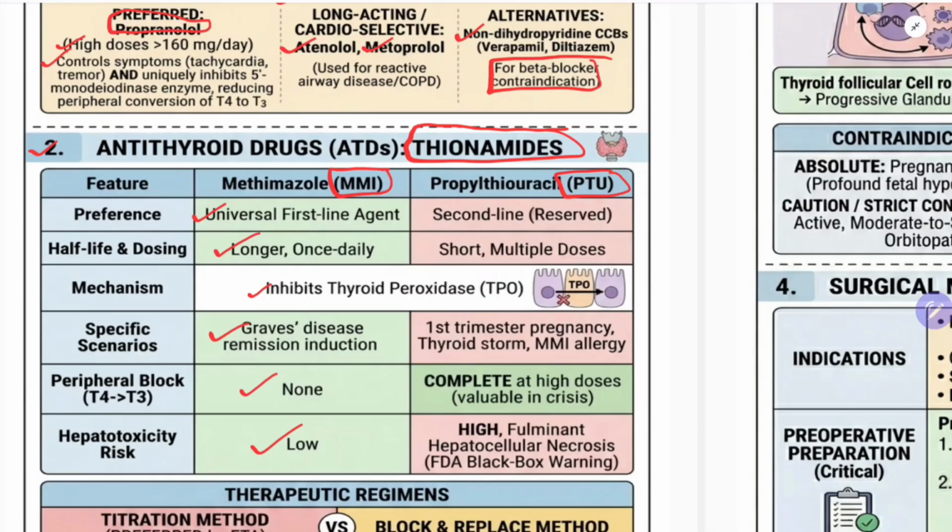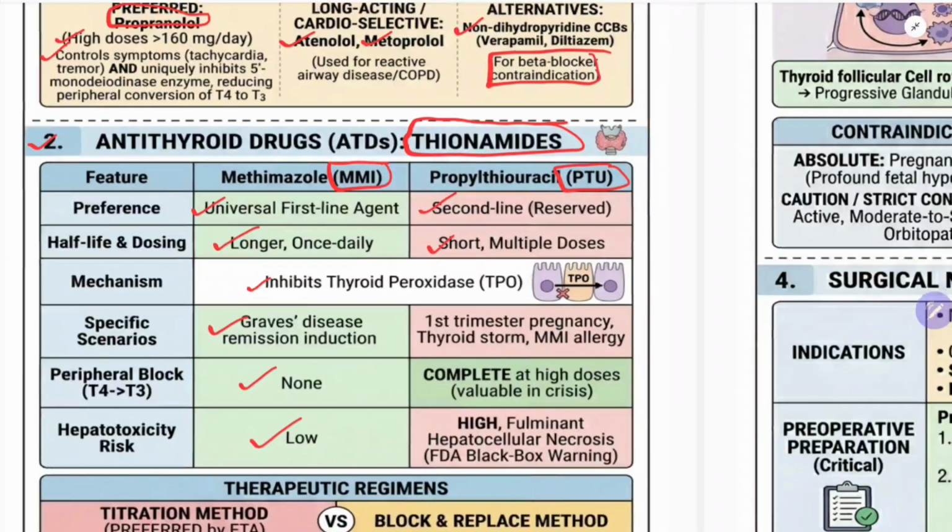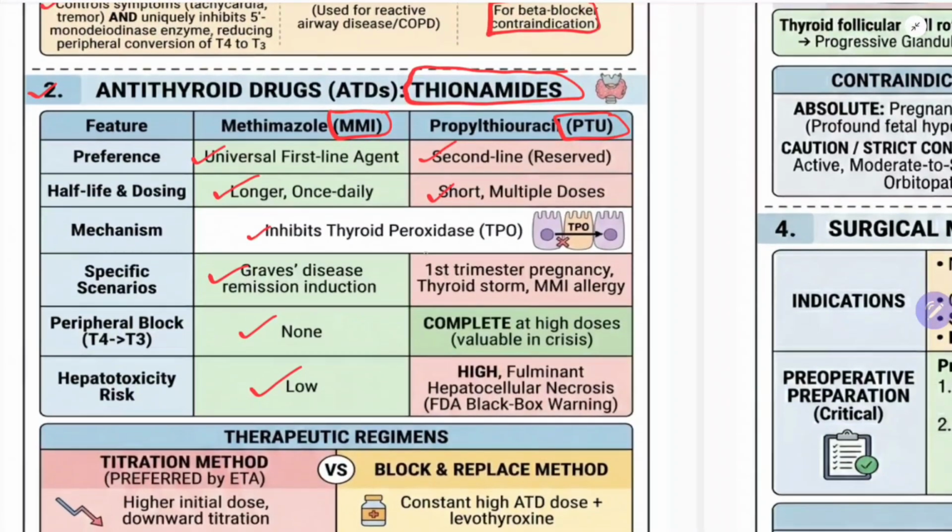Okay. Now coming to propylthiouracil. So it is a second line agent for hyperthyroidism, reserved. Because the half-life is short, it requires multiple dosing. Again, it will inhibit the TPO enzyme. Okay. So mainly this is used in first trimester of pregnancy where methimazole is contraindicated. So one point to say, there was a drug also known as the brother of methimazole, that is carbimazole, which was used very much previously.